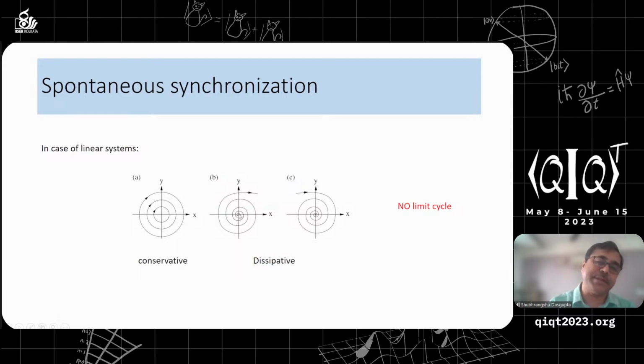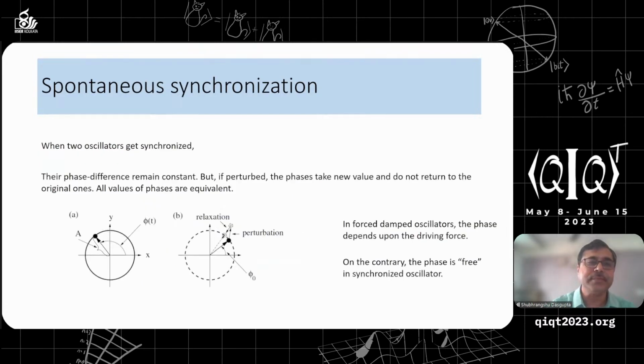And if it is a dissipative one, then it will ultimately boil down to the point X equal to 0, P equal to 0. That means there will be no limit cycle. Its motion will cease to exist. So that is the major difference between a linear system like the coupled pendulum problem and the nonlinear system. Their phase difference will remain constant. So if you perturb, the phases will take new values and it will not be the same as before.